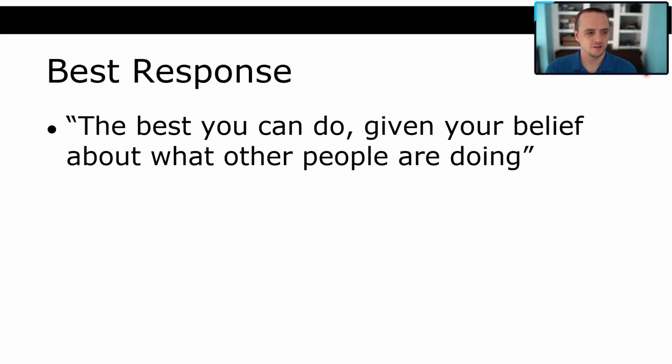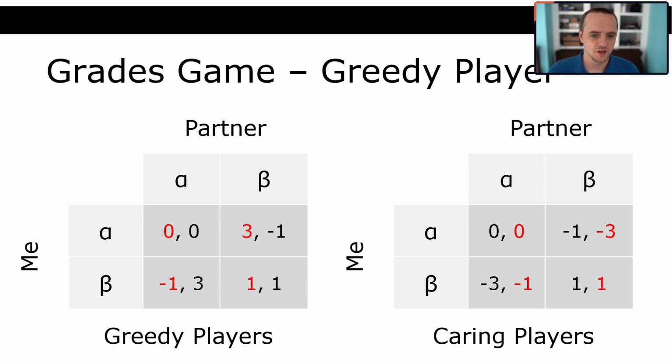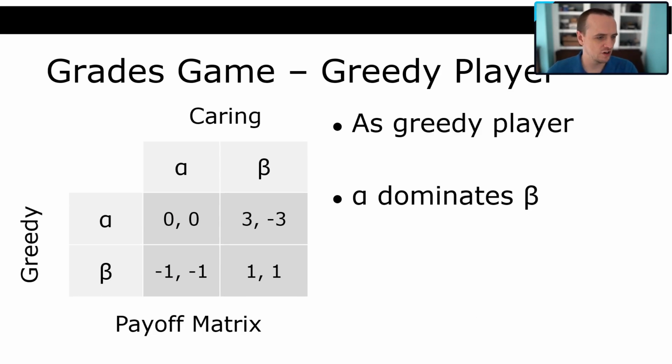A best response is the best that you can do given your belief about what other people are doing. So, we looked at this last time. We talked about greedy players and caring players, and we made a little matrix of possible payoffs. As the greedy player, if we fix the other player's choice of alpha, we see that alpha is best for us. We fix their choice of beta, and we see that alpha is best for us. So alpha dominates beta because no matter what, it's going to do better.